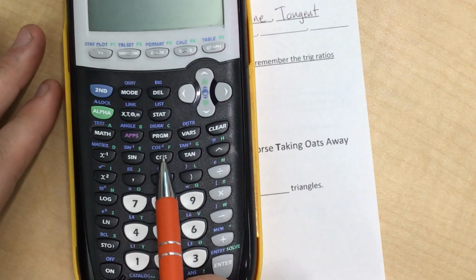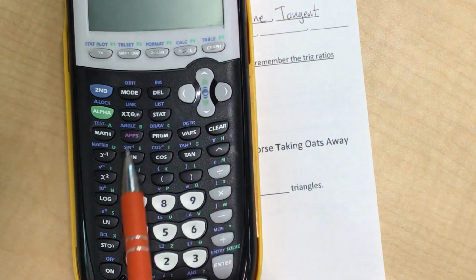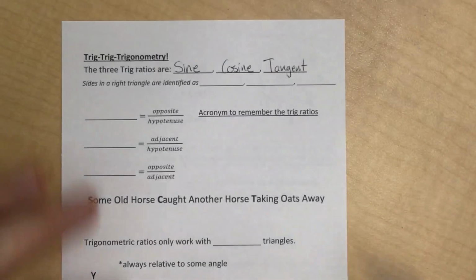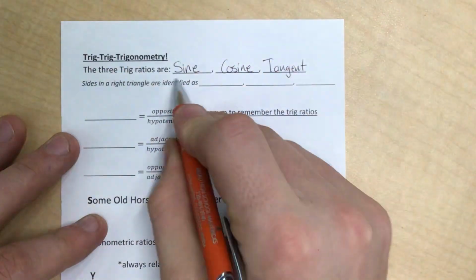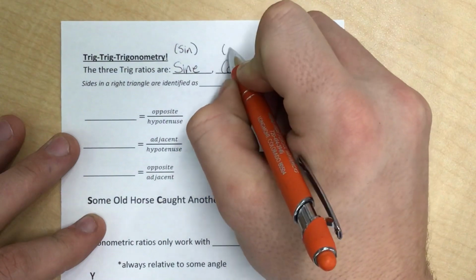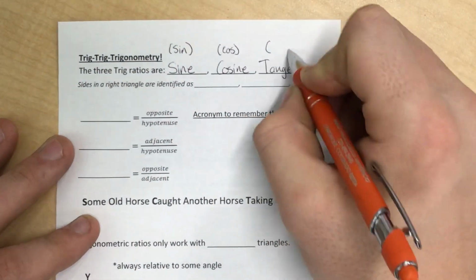And we'll work with these later, but the idea that we can abbreviate sine, cosine, and tangent, if you've seen them on a calculator, you might wonder what they are. But I'm going to, above here, just write the abbreviation for sine, cosine, and tangent. So sine is SIN, cosine is COS, and then tangent is TAN.